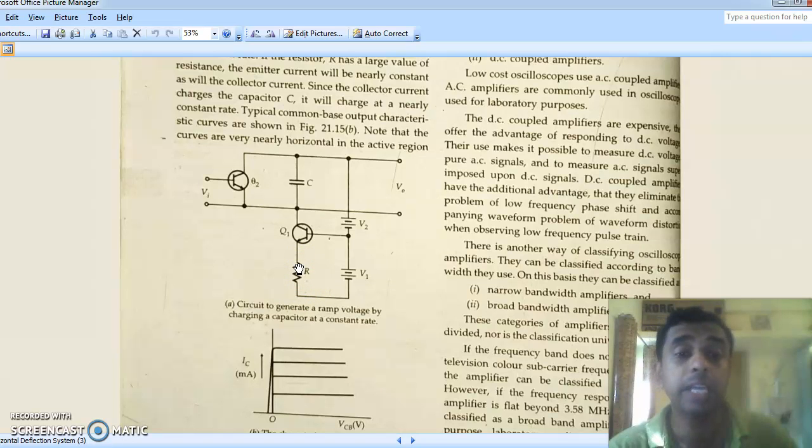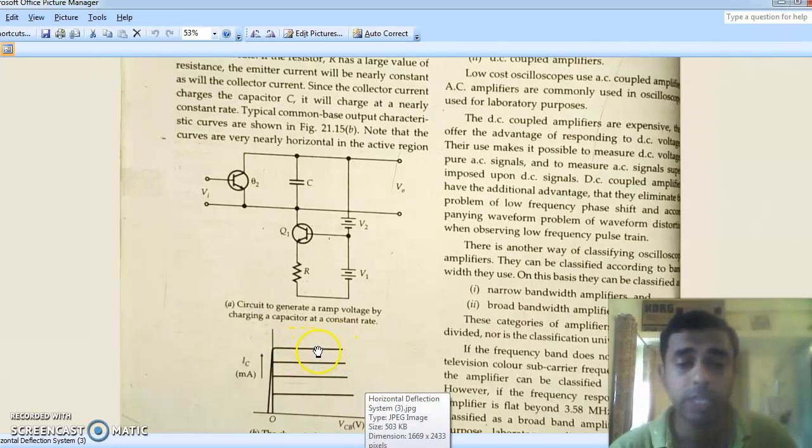If that is the case, then the collector current also will be a constant current, because emitter and collector have a constant, linear relationship. We know that alpha is equal to IC by IE. So if IE is constant, then IC also becomes constant. And we know that these are the output characteristics of a common base configuration. Okay, so VCB plotted against IC, keeping IE constant. So in this part we know that IE is a constant, so IC also becomes constant.